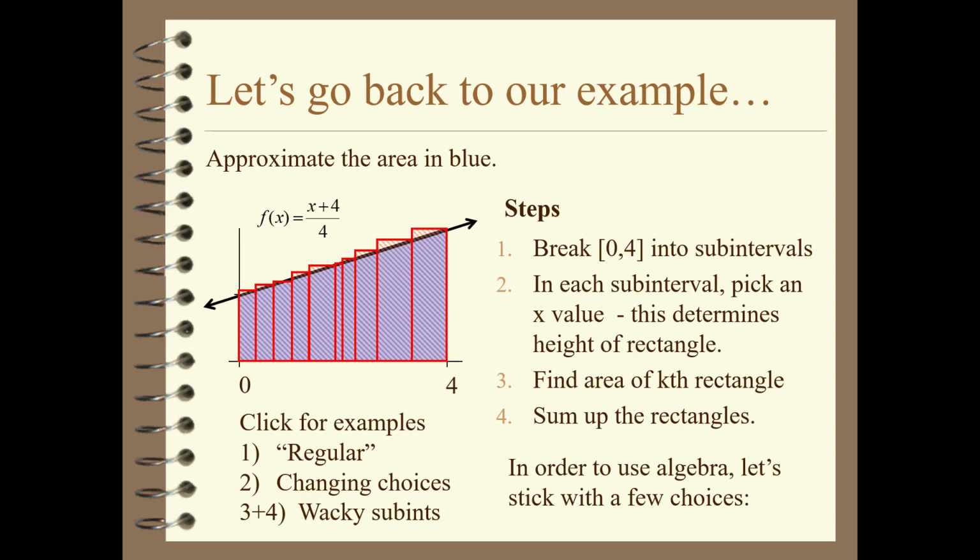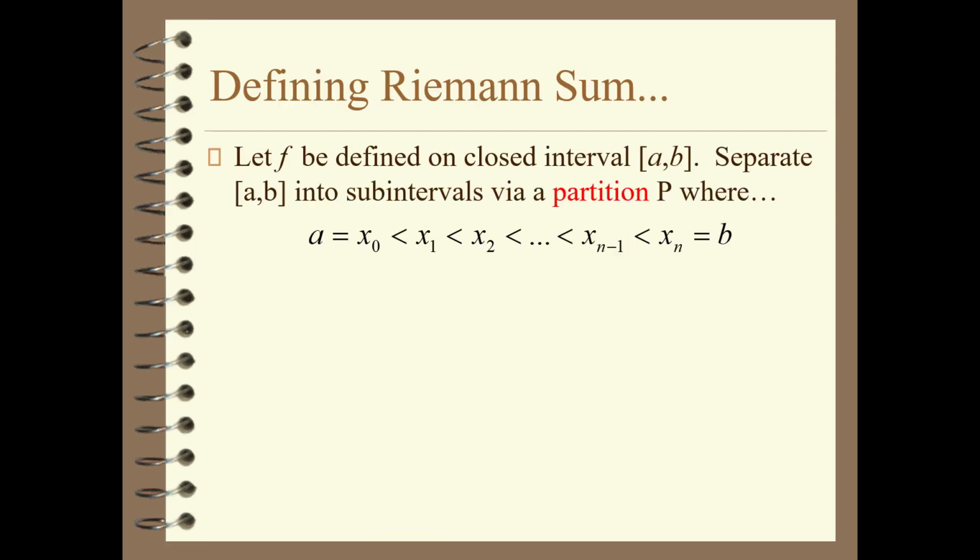It doesn't seem to matter how I break the interval from 0 to 4 into subintervals. To generalize this process, let's suppose that f is defined on a closed interval from a to b. Separate the interval from a to b into subintervals via a partition, which is just a sequence of numbers x sub 0 up to x sub n that begins at a, ends at b, and is always increasing. The subintervals then are defined by the beginning and end of two consecutive x values in this list.